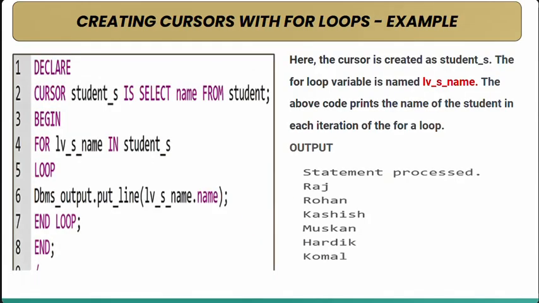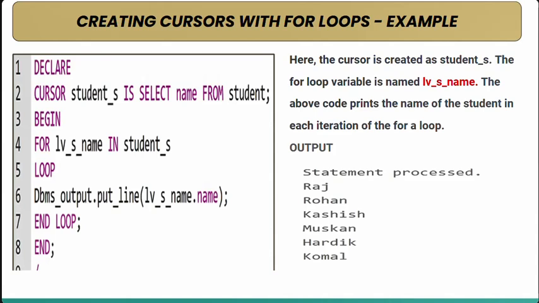Here we are using the same database, the student database, in this example also. Here we are creating the cursor using the for loop statement. In the declare part, CURSOR student_s IS SELECT name FROM students. We are selecting the student name alone from the student database. So we begin FOR lv_s_name, a temporary variable, IN student_s. In the loop, we are trying to output the names row by row.